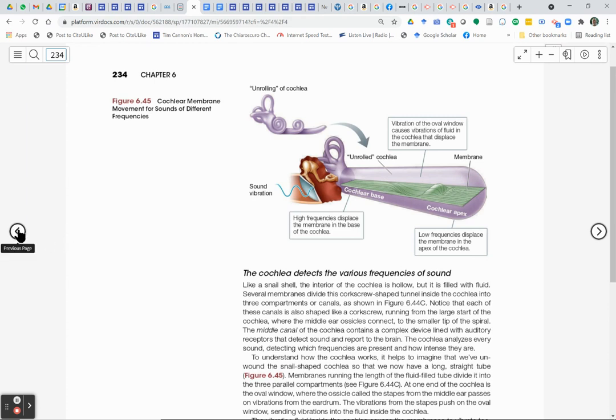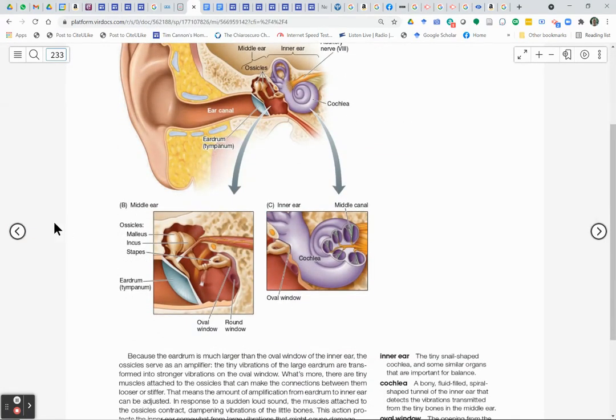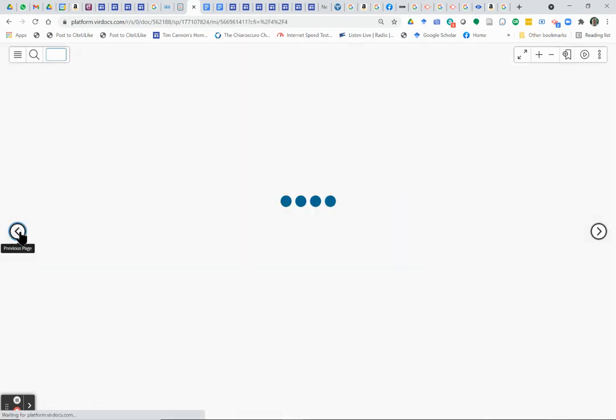So when you unroll a snail, the fat part of the snail would be here, and the thin part of the snail would be there. But that green membrane does get wider as you go through the cochlea. Beautiful pictures of the middle and inner ears and sound.